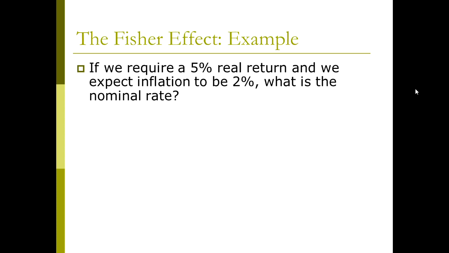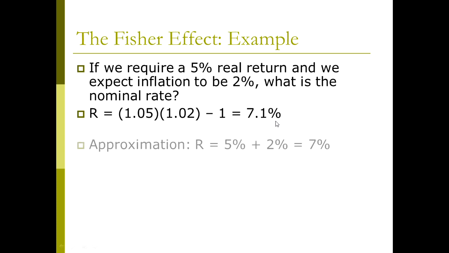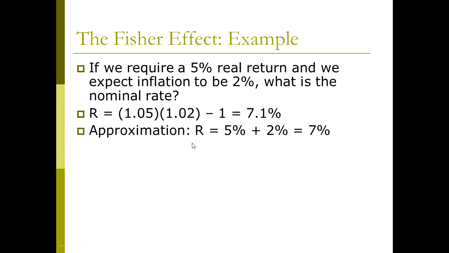Here is an example of the Fisher effect. 5% real return, 2% inflation. What is the nominal rate? You can use Fisher's equation: 1 plus 5% real rate times 1 plus 2% inflation, minus 1, you have 7.1% nominal rate. You can also use the approximation formula, which is 5% plus 2%, 7%. So the approximation is pretty good.